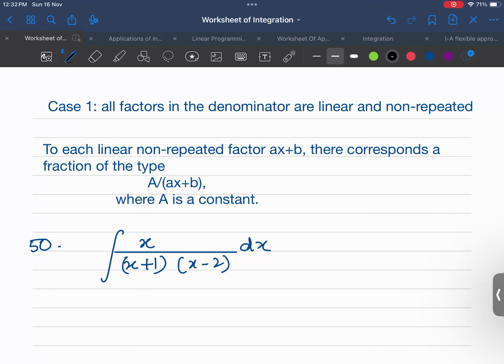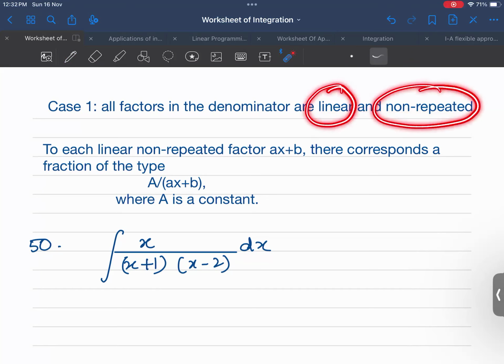Suppose all factors in the denominator are linear and not repeated. Linear means something like ax plus b, where the power is only 1. Suppose I say x square or something, that would be more into quadratic; we will do it in the other cases. So as of now, we will talk about the case where all the factors in the denominator are linear and non-repeated.